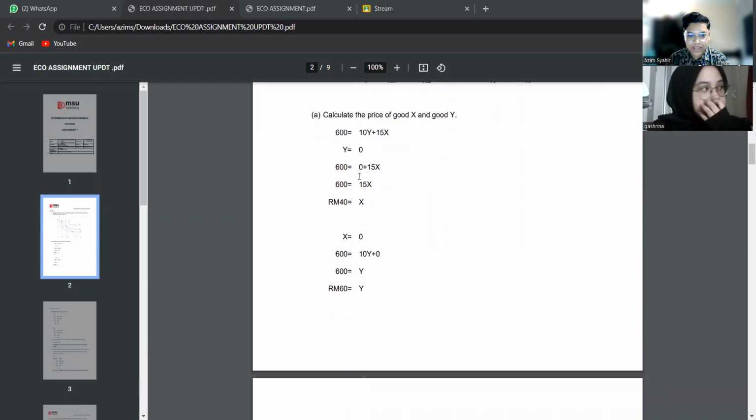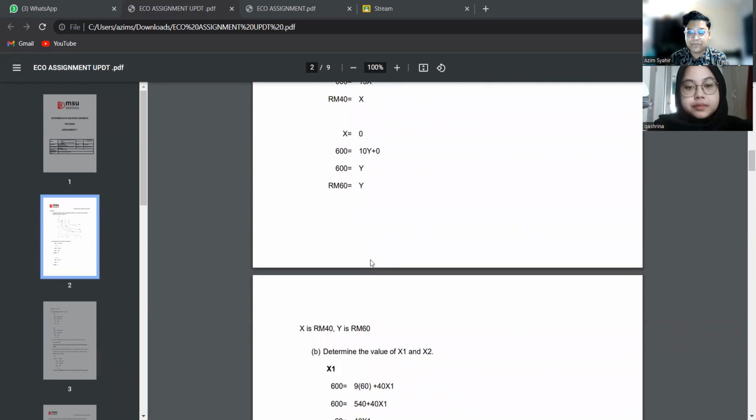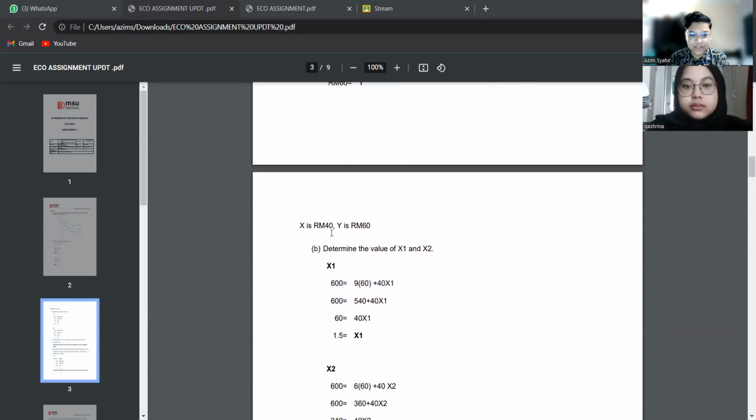As for Y, we now have to assume X is 0. So 600 equals 10Y plus 0. So 600 equals 10Y. 600 divided by 10 equals 60. So Y is 60. So now we know X is 40 ringgit and Y is 60 ringgit.